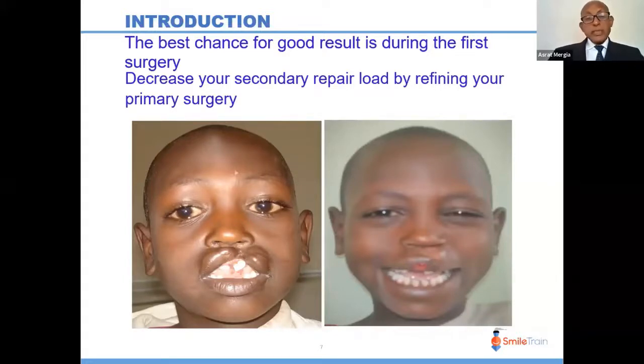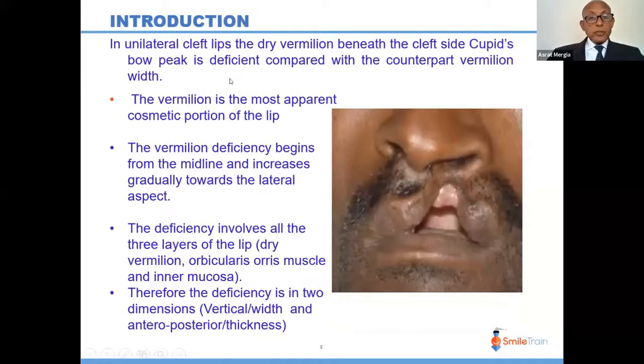And I really get frustrated when I go around town, in Addis or other towns, and I see patients with secondary deformities which could have been corrected. I even advise some to come back. The best chance for a good result is during the first surgery for us, no question. So if we compromise on the quality of the first surgery, we are going to stay with so many patients with secondary problems.